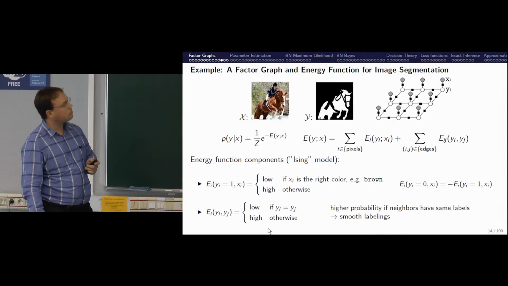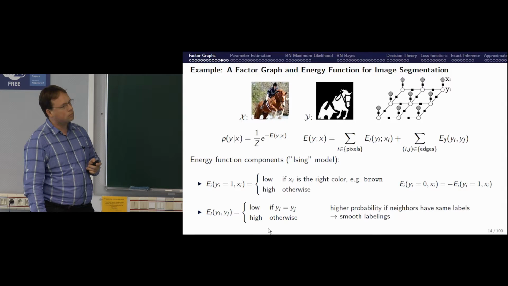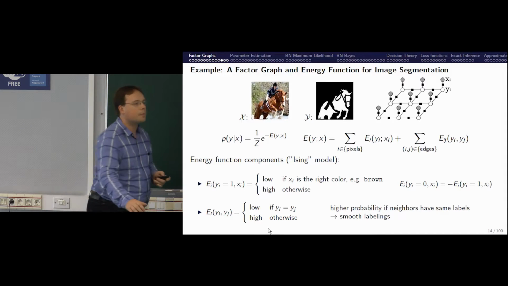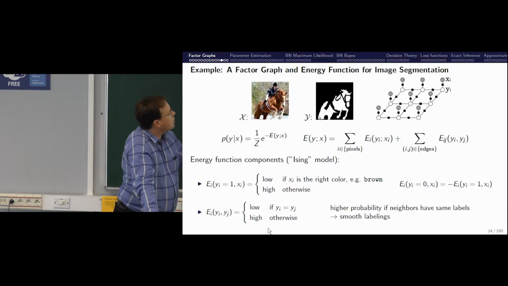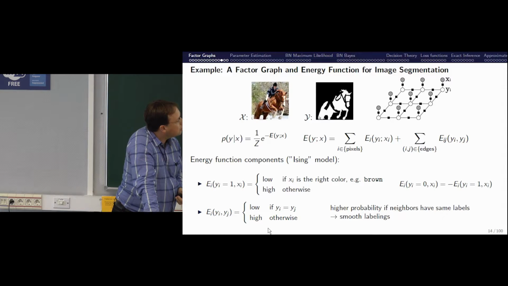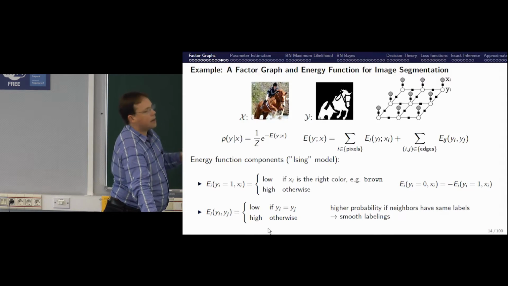Yes, and it's smaller than x. If x is near zero, the energy is low when the x's are the same. These are the y's, right? These are the outputs that we want to produce, and low energy means high probability.